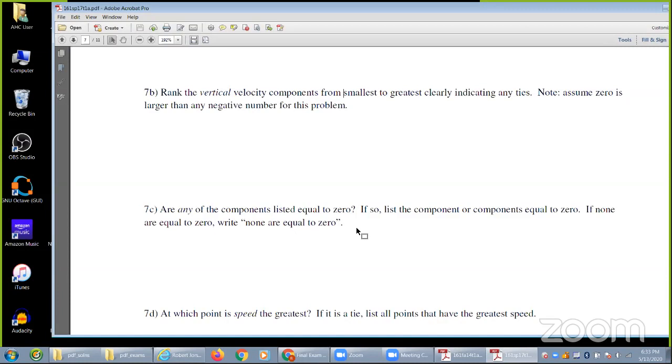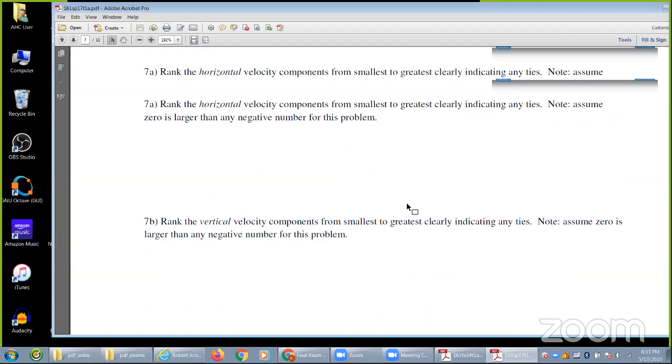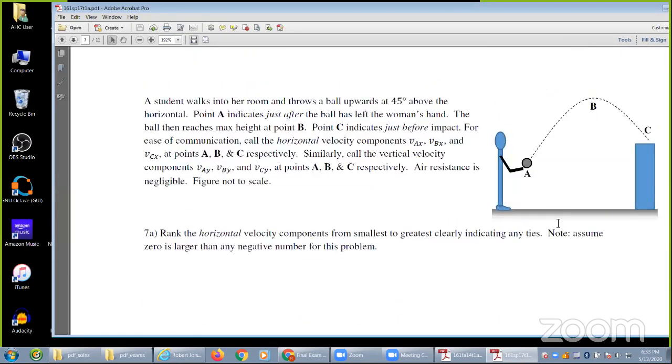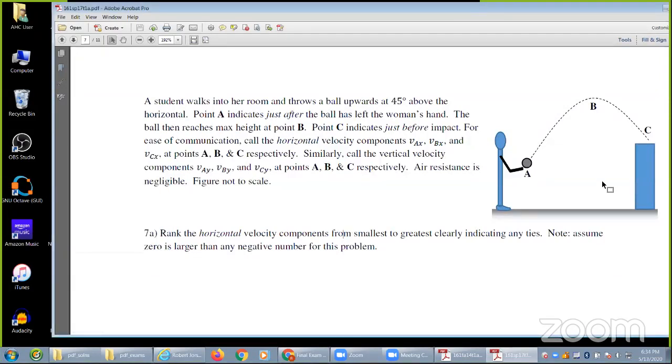So you know that it was 0 up at the top. That's cool. Where is the speed the greatest? The speed. And I'll bring up the picture. So part D says, where is the speed greatest? Yeah, exactly. A. Okay, so don't think too much about this one because they all have the same X component. A has the largest Y component. So when you add them up, that's going to be the biggest.